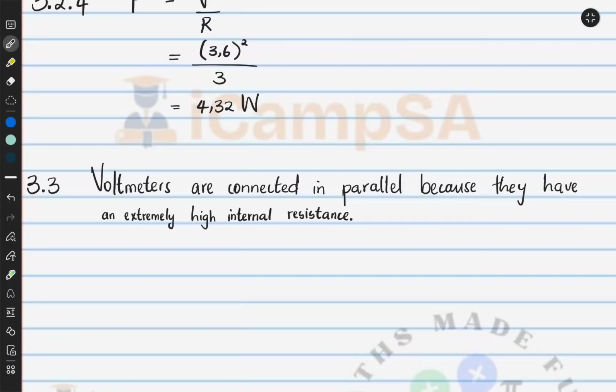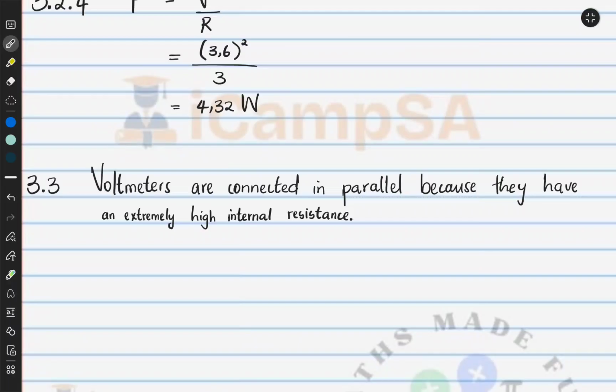But if you were to further elaborate, you would say, well, connecting them in parallel allows them to measure the potential difference across a component without drawing any significant current away from the circuit branch, right? And then it therefore keeps the total current of the circuit unchanged. Because remember, in a circuit, once you increase or decrease the resistance, the current is affected.